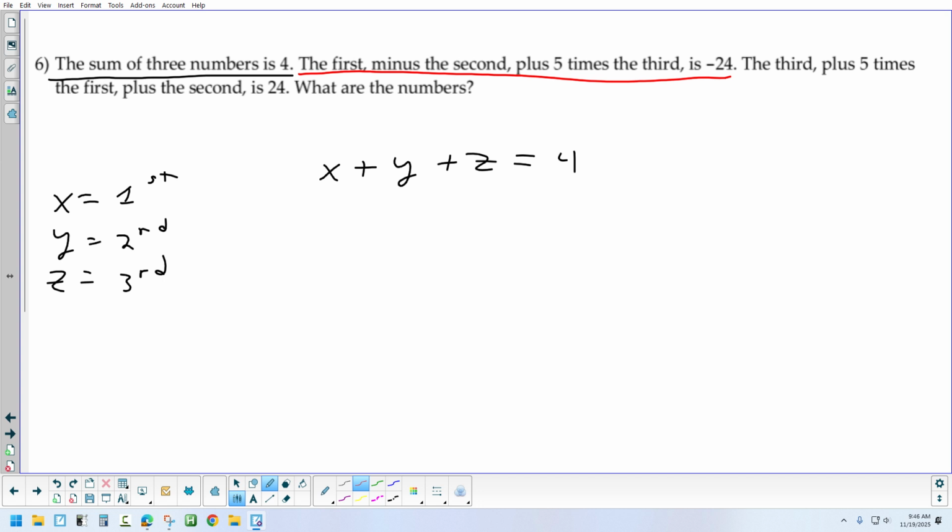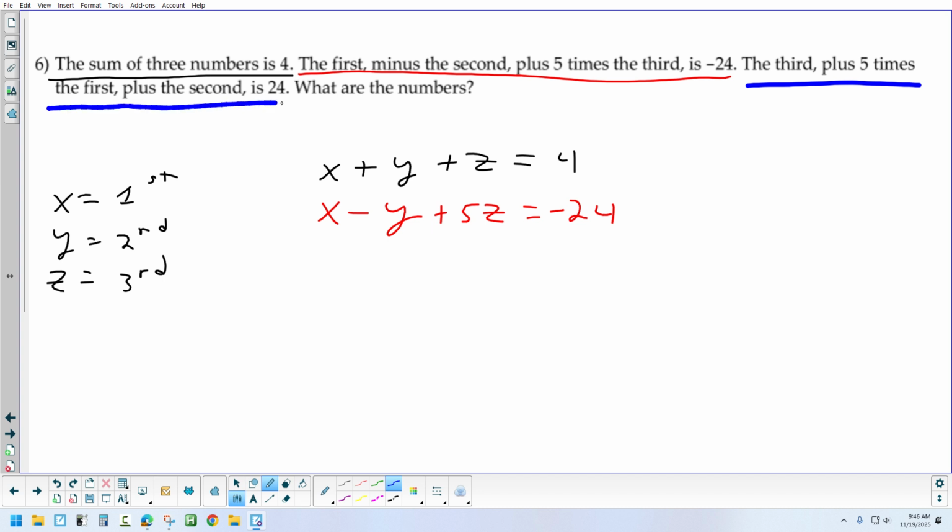The first minus the second plus 5 times the third. How would you write the first minus the second? x minus y, plus 5 times the third, that's 5z, equals negative 24. Yep. And the last equation is the third plus 5 times the first plus the second is 24.